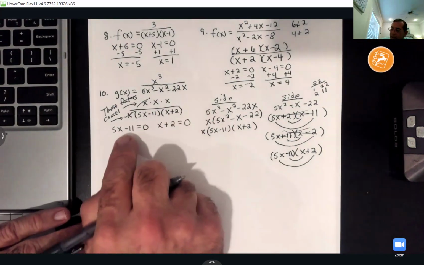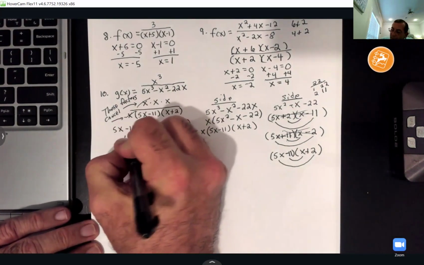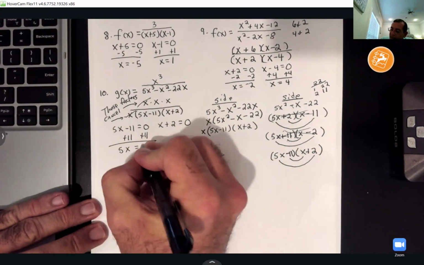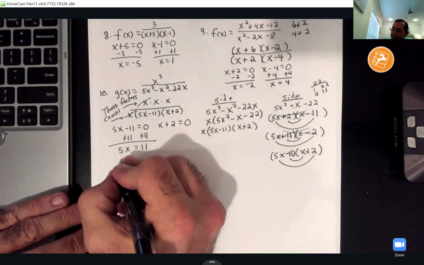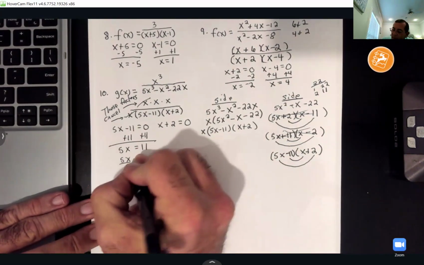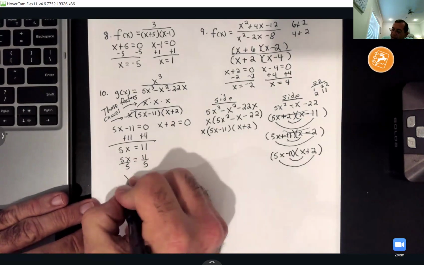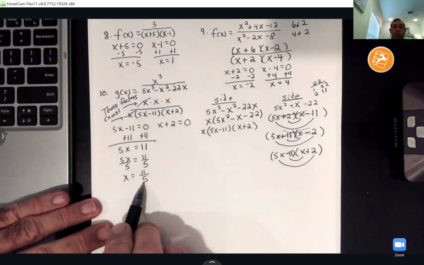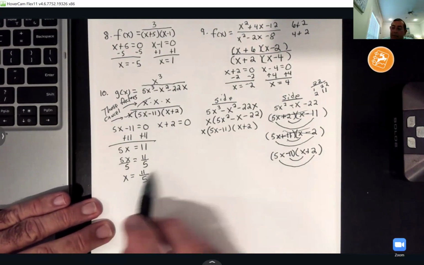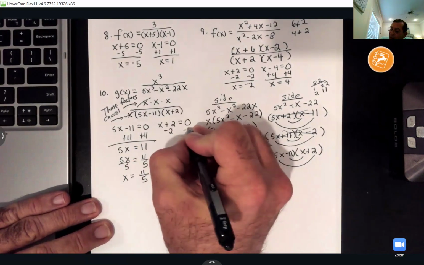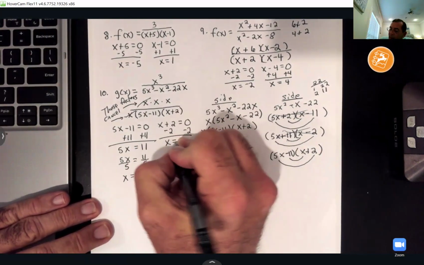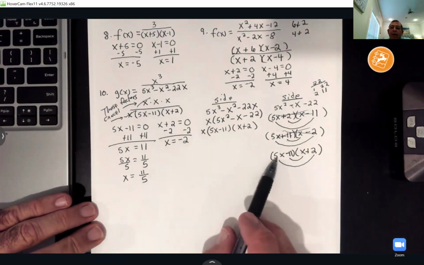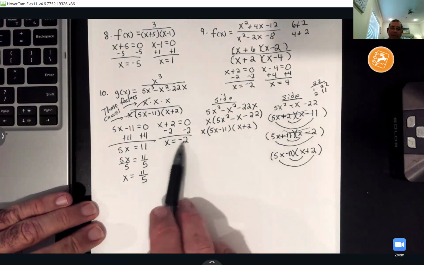All right, y'all, so solving this, I'm gonna add 11. I get 5x equals 11, and then divide by my 5. So if you would have done the quadratic formula, it would have gave you 11/5 as one answer. Remember, it gives you the final answers. And then here I'm going to subtract 2 and get x is -2. So the quadratic formula, if you'd have done that instead of factoring, would have gave you both of these answers.